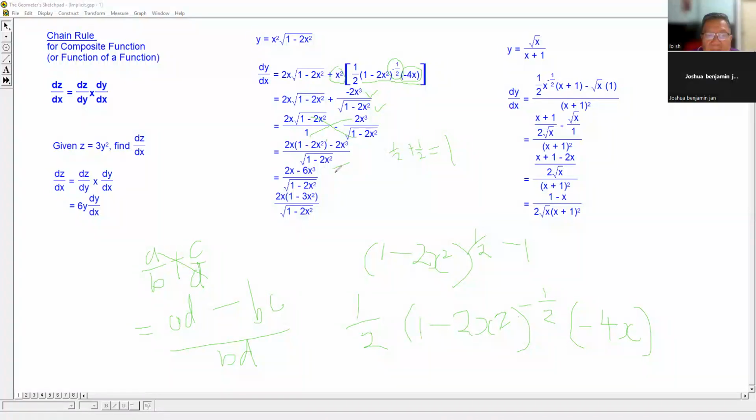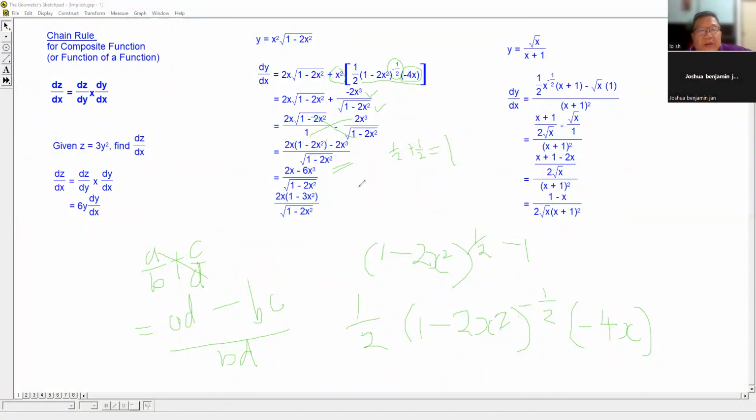So this step, is it okay so far? Okay. Cross multiply, then the denominator, you multiply the two denominators together. So if this is okay, then I try to multiply out. 2x times 1 is 2x. 2x times 2x squared become 4x cubed. 4x cubed minus 2x cubed is 6x cubed.